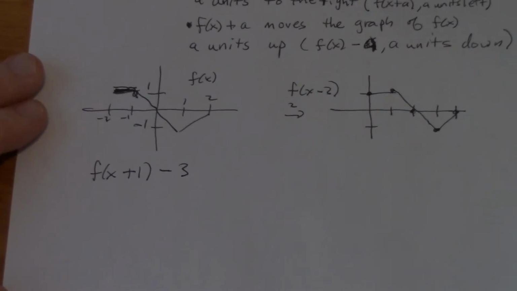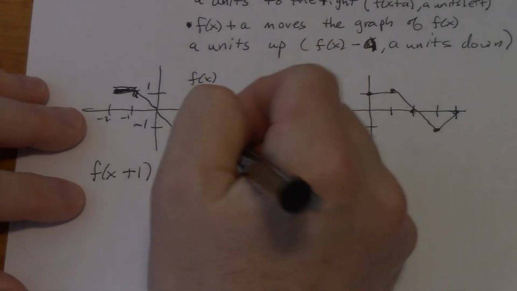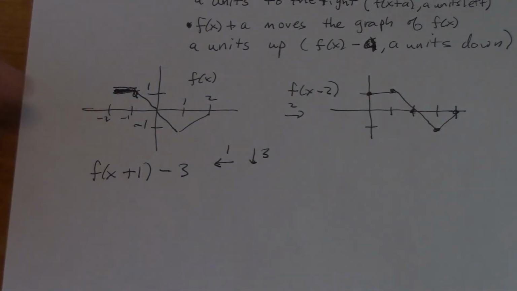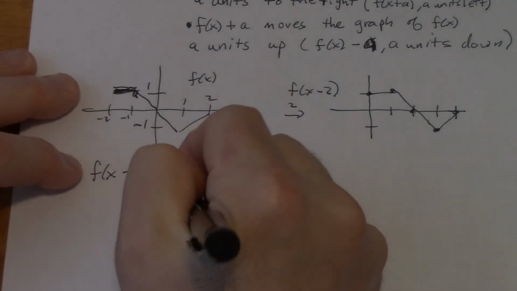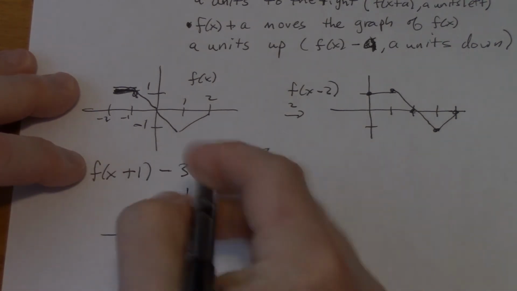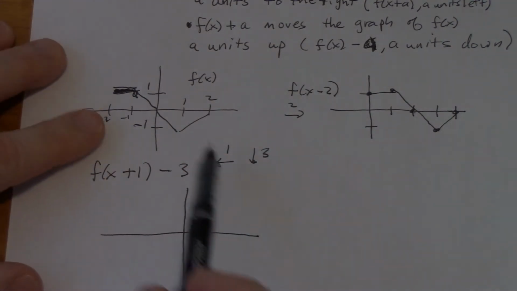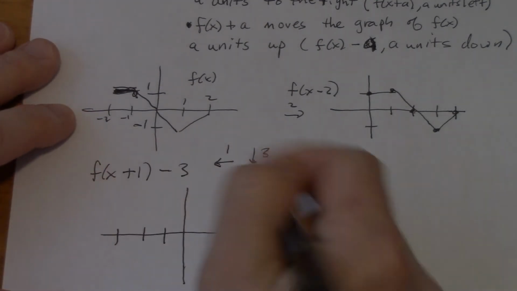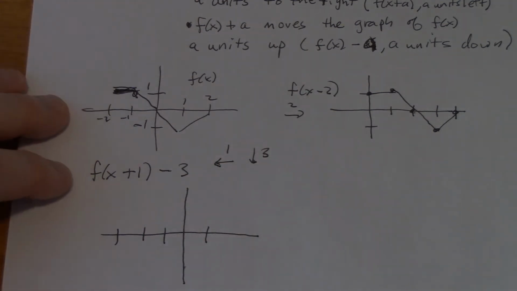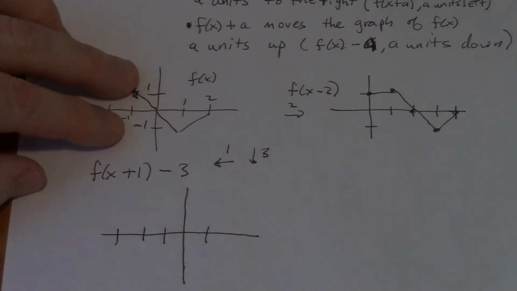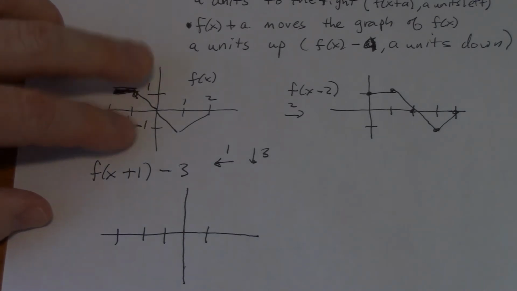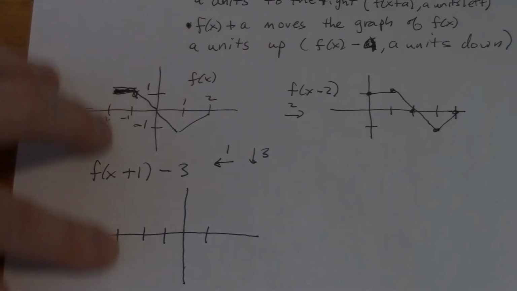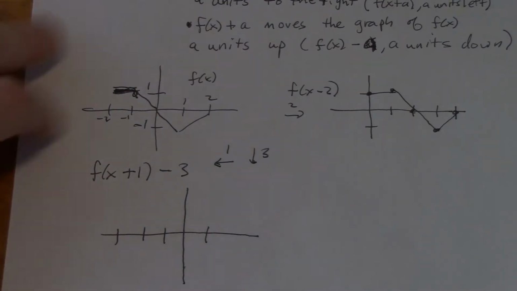Okay. So let's do f of x plus 1 minus 3. So this is going to be 1 left and 3 down. So this is going to affect domain and range. So domain-wise, what's going to happen? If I'm moving left 1, I'm going to go from negative 3 to 1. And then if I'm moving down 3, my range is minus 1 to 1. So if I'm moving down 3, I just subtract 3 from both of those. So that's going to be negative 1 to negative, or negative 4 to negative 1.